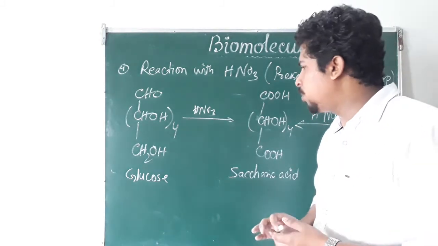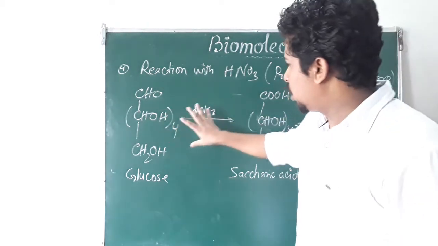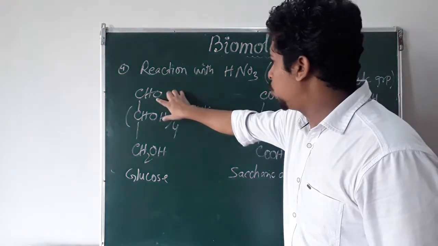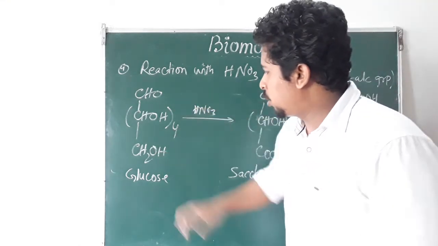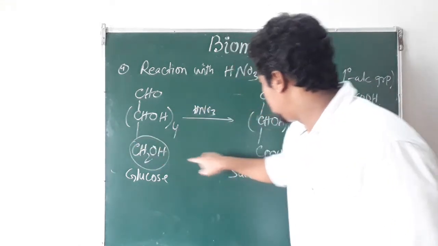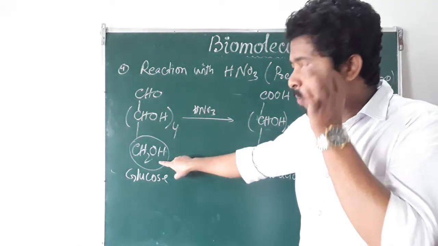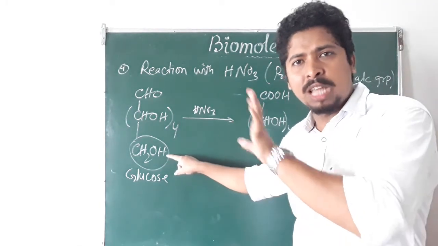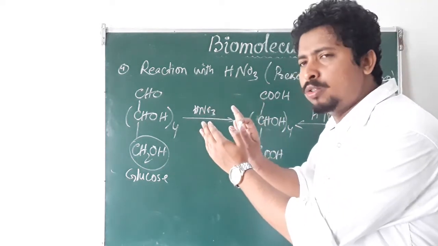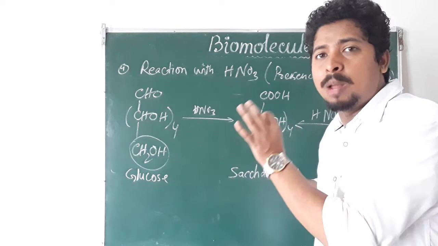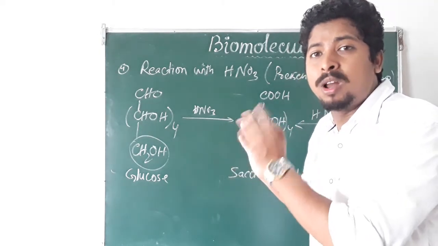So how can you confirm this primary alcoholic group? You see here, this glucose after oxidation, the aldehyde group will convert to carboxylic acid. This is sure. But here you see this primary alcoholic group also converted into carboxylic acid. We know an alcoholic group can be converted to aldehydes or ketones, and these aldehydes or ketones can be converted to carboxylic acid. But when an aldehyde is oxidized to carboxylic acid, the carbon number remains the same. But if it is a ketonic group, the carbon number will be one less.